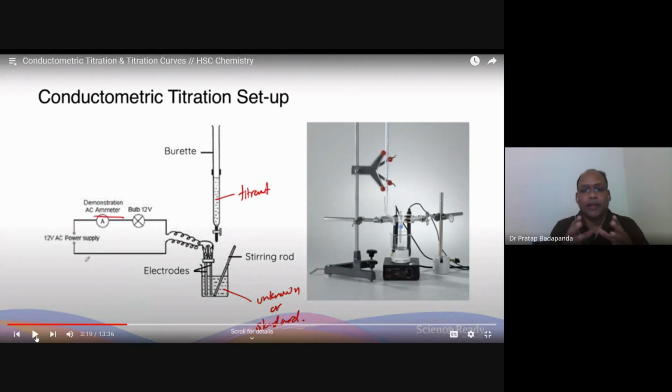So the main objective of sharing this video is to show how I'll do this, what type of procedure this is, how the conductometric titration will be conducted, where you have to fit things, and how to read the values. Okay, so that is the most important thing.